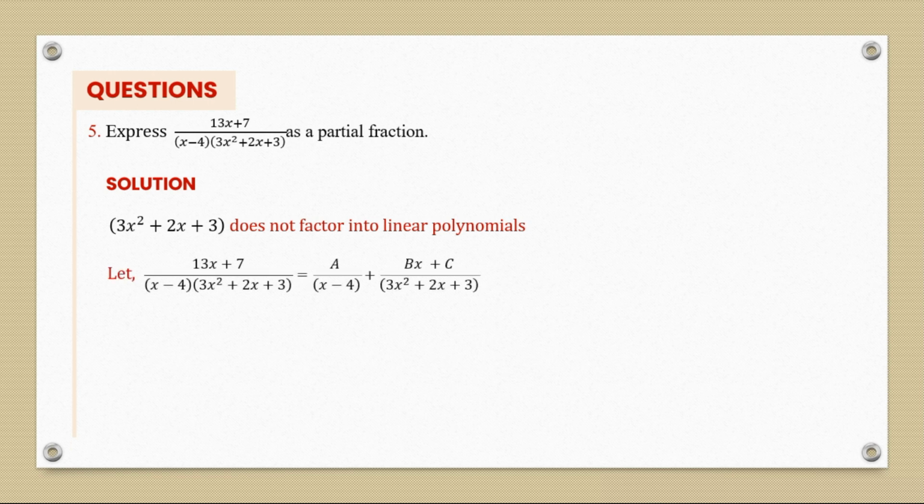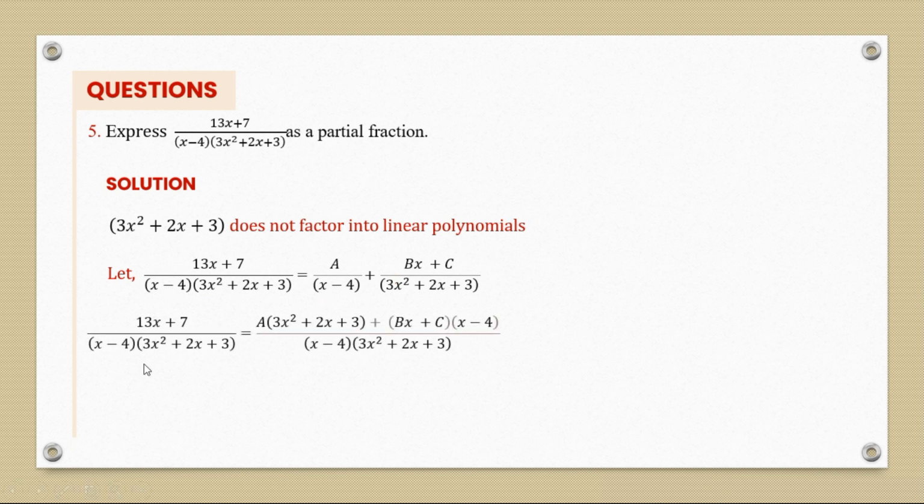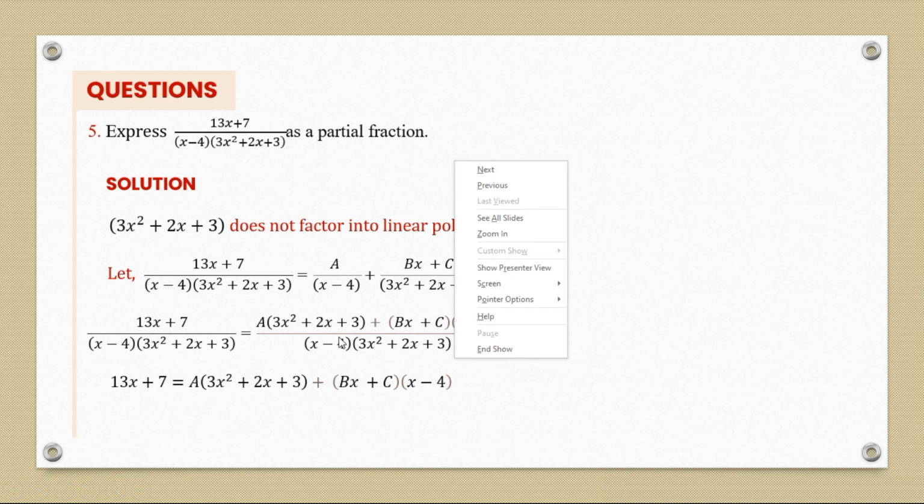So we can already let this be equal to a over, since this x minus 4 is linear, we just have it as a over x minus 4. Then since this is an irreducible quadratic factor, we have bx plus c over that value. So the LCM shall be x minus 4 times 3x squared plus 2x plus 3. When you divide by x minus 4, we're left with this itself times a. And then the LCM divided by that, we're left with x minus 4 times that. Then we can see that the denominators cancel, and this is what we are left with.